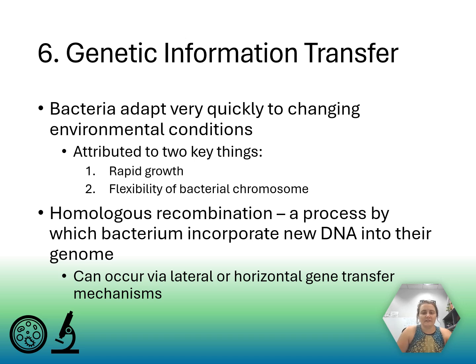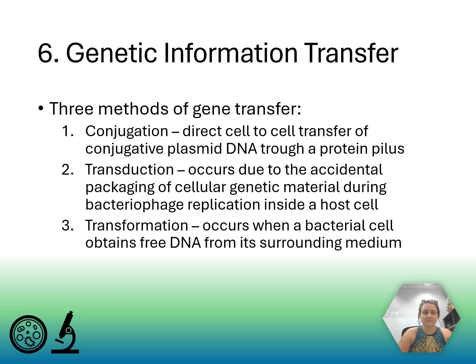So most of the time when a bacteria reproduces, it's through binary fission. And then there's this other term that we care about called homologous recombination. This is a process by which bacteria incorporate new DNA into their genome. And it can occur by what we call lateral or horizontal gene transfer mechanisms. So we're going to talk through some of those mechanisms.